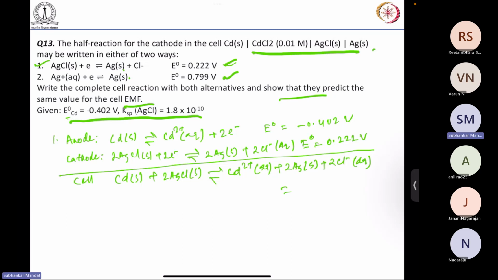So we can write this way: E cell is E cathode minus E anode. So what is E cathode? 0.222 minus 0.402. How much will it be?